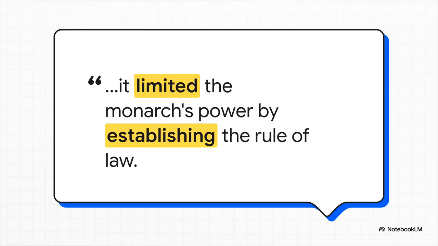All right, let's look at the first sentence. The first effect they identify is that it limited the monarch's power. Cool, that's point 1. But they don't stop. They explain how it limited the power by establishing the rule of law. See that? That by phrase is the explanation. That's what gets the points.